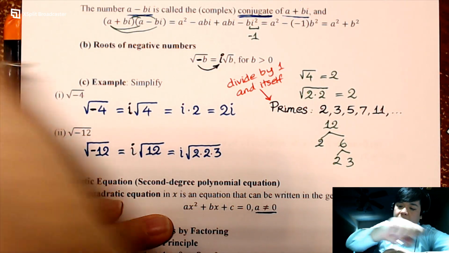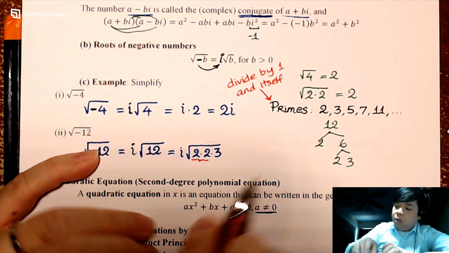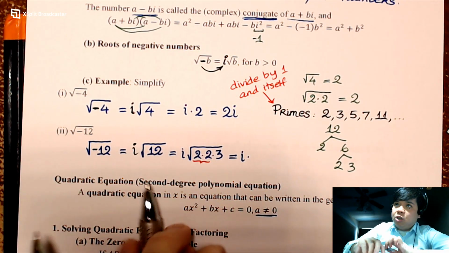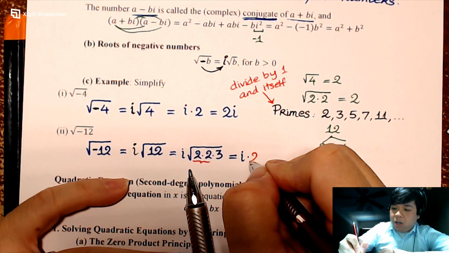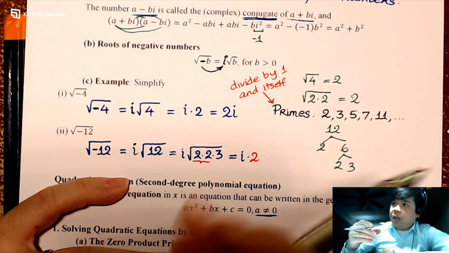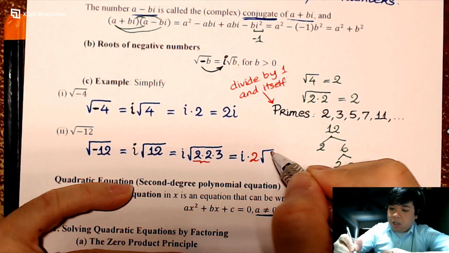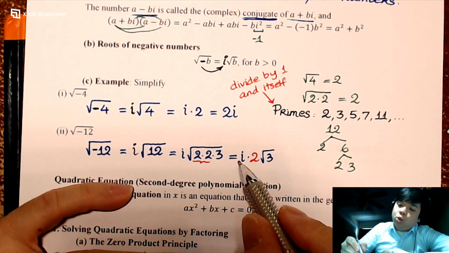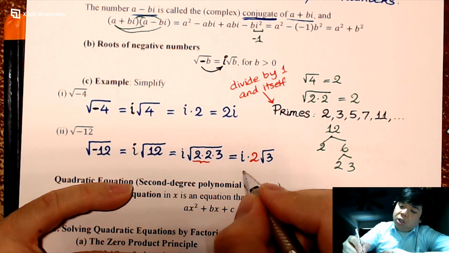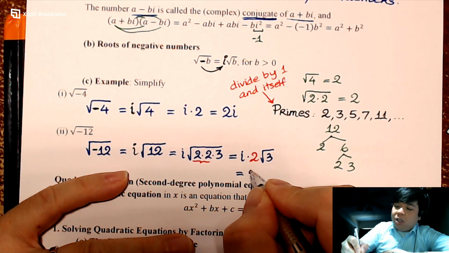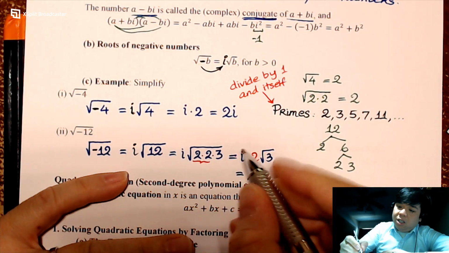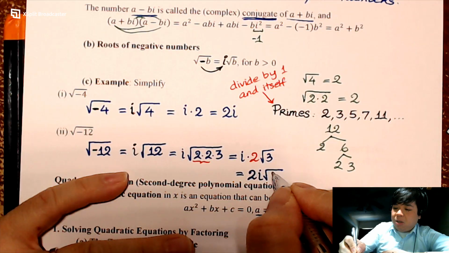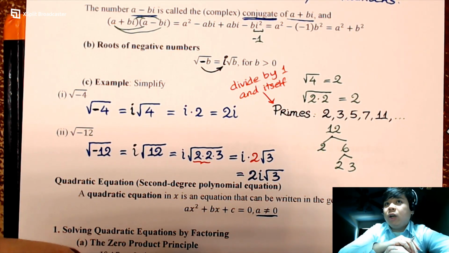And now we have a pair of 2. So a pair of 2, that 2 comes out of the square root. And now we have square root of 3 inside. And so it is 2 times square root of 3. Usually I will write the number first, like alphabetical order: the number goes first, and then letters, and then anything else, like square root of 3. Okay, so that's how we simplify.